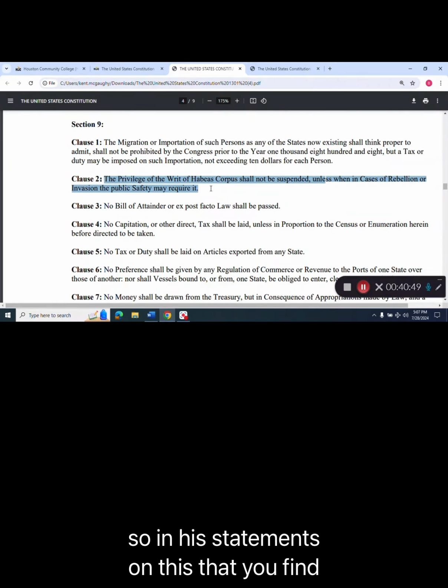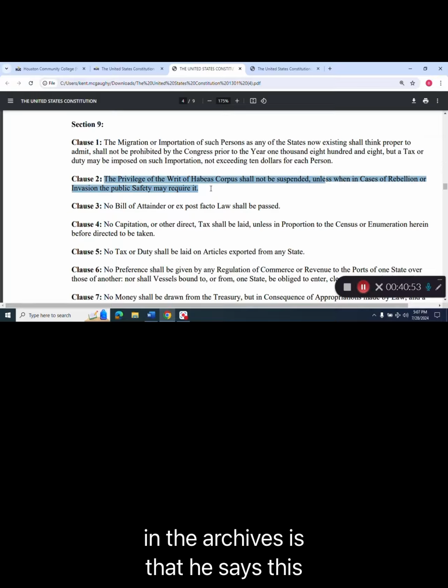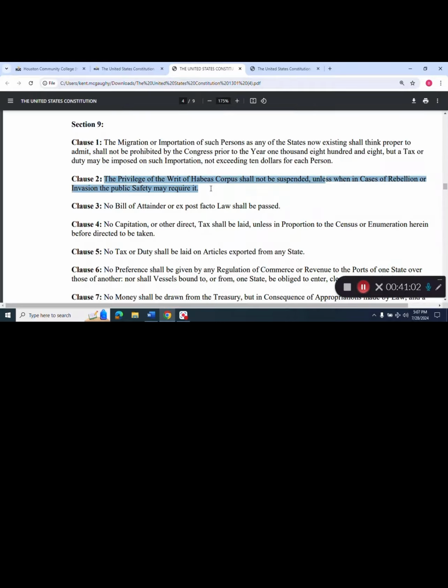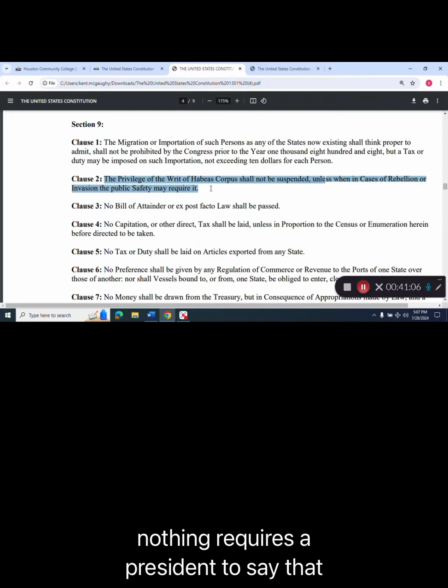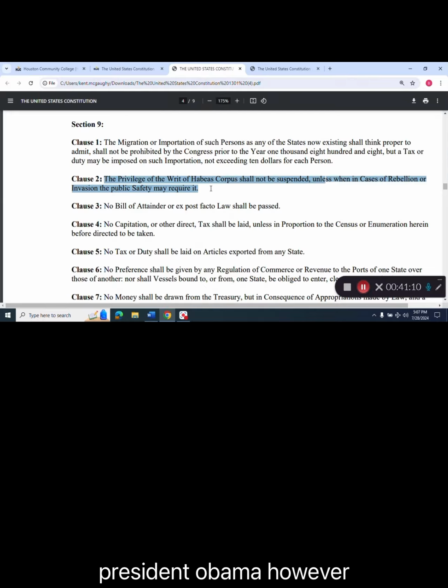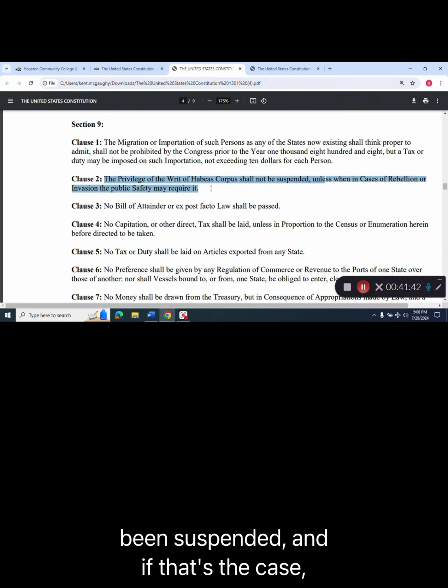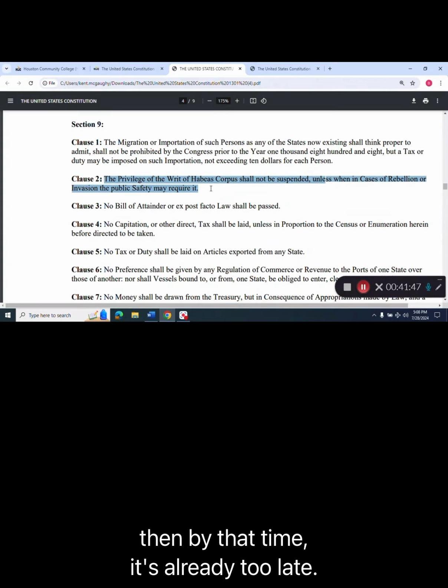So in his statements on this that you find in the archives, he says this suspension does not apply to U.S. citizens. Nothing requires a president to say that. President Obama, however, made the effort. But with the suspension of the writ of habeas corpus in place, there could be a future precedent that doesn't make those kinds of guarantees. And this is when people may begin to find out that the writ of habeas corpus has been suspended. And if that's the case, then by that time, it's already too late.